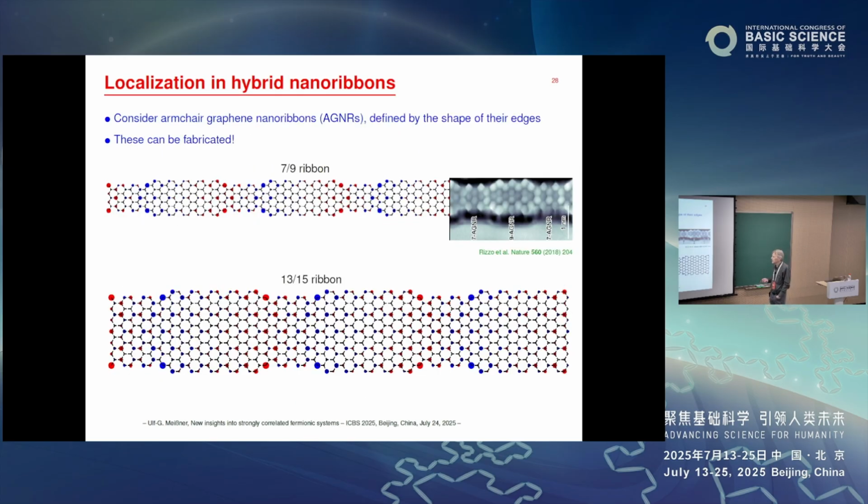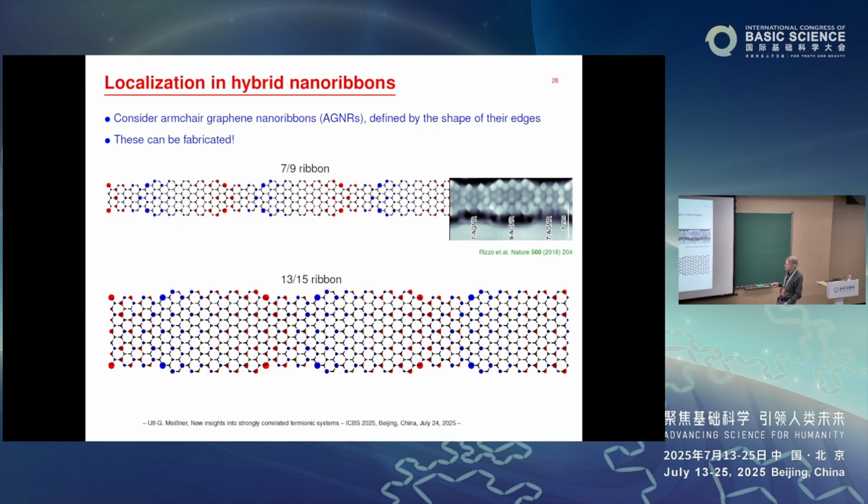Now I come to particular systems where topology emerges, and I want to discuss first hybrid nanoribbons. So we consider here the so-called armchair graphene nanoribbons, AGNRs. Because of their look, people call them armchair. I've never really understood this, but that's how they are called. And they are defined by the shape of the edges. And so you see here a 7-9 ribbon.